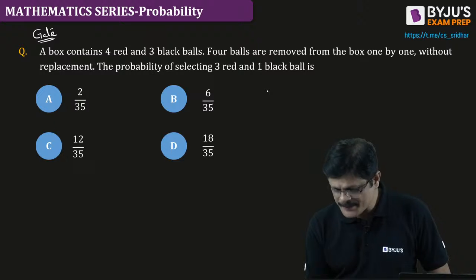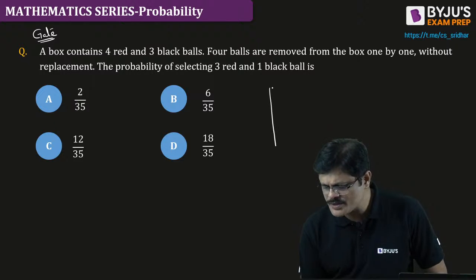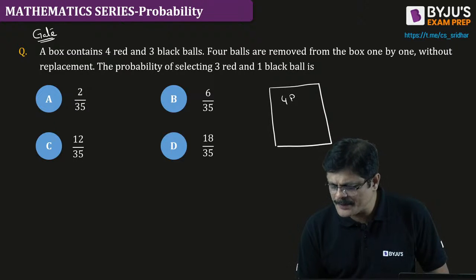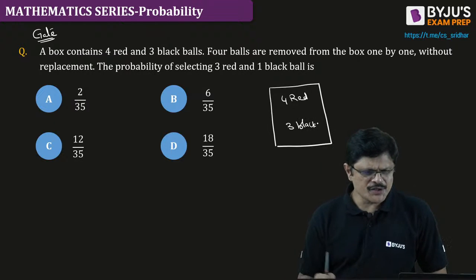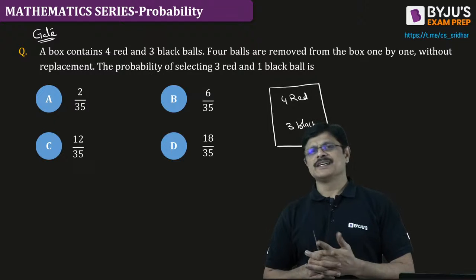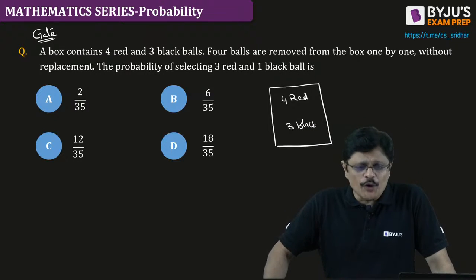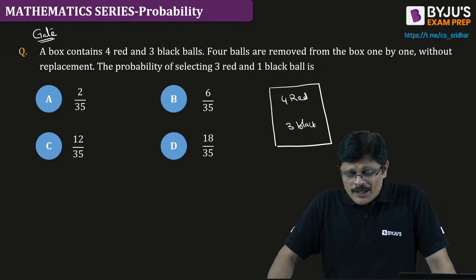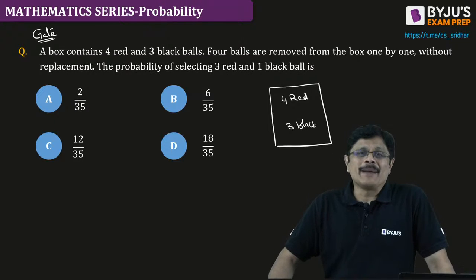Suppose this is your box. In the box we are having 4 red and 3 black balls. This is the situation. Hi Lalit Yadav, very good evening. Warm welcome, sir. Now please tell me, 4 balls are removed or selected, one after the other without replacement. What is the probability of selecting 3 red balls and 1 black ball?